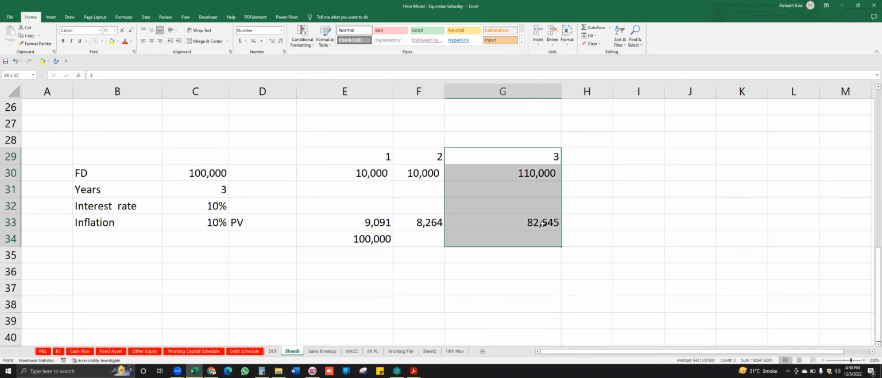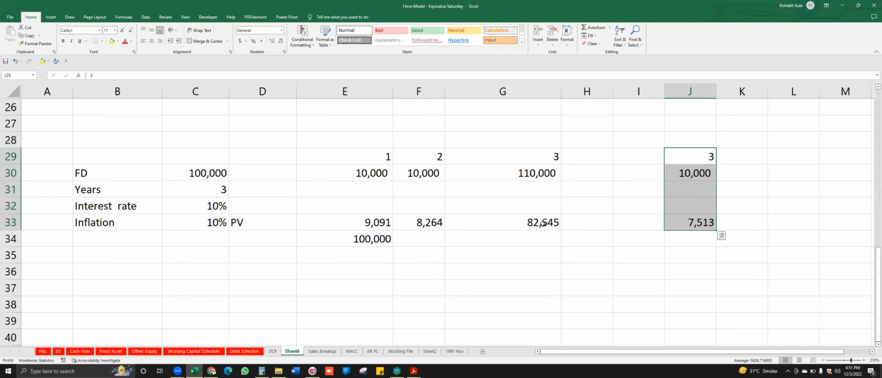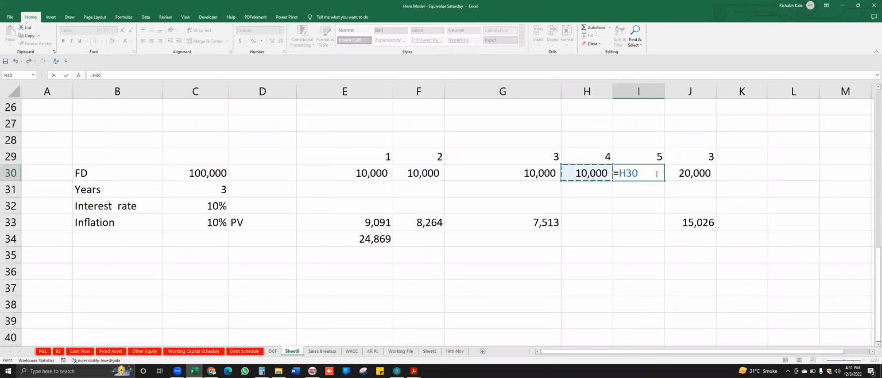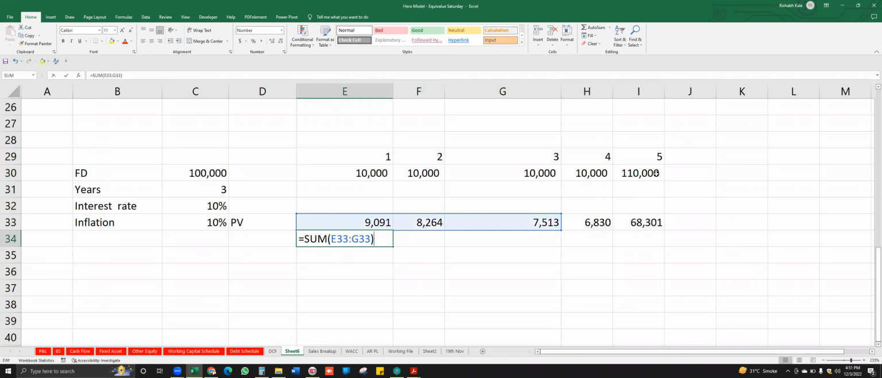Let us say I do it for 5 years: 3, 4, and 5. Okay, I will get the same amount. When I put it for 5 years, I will get the same amount, because my value is never increasing.